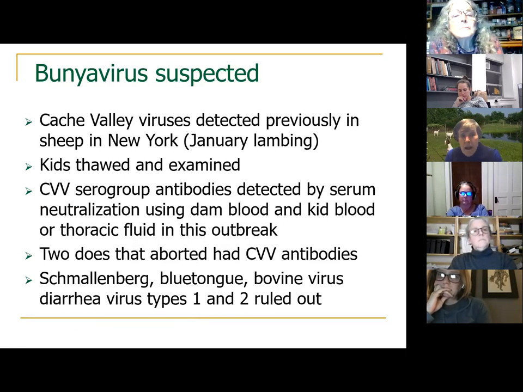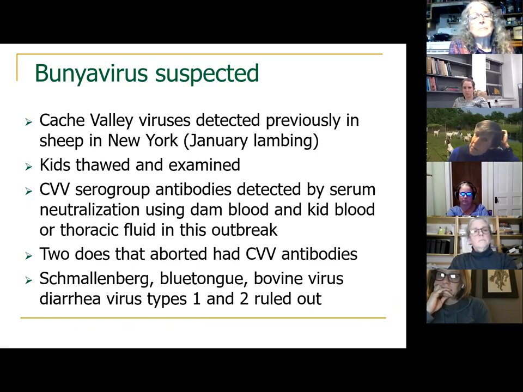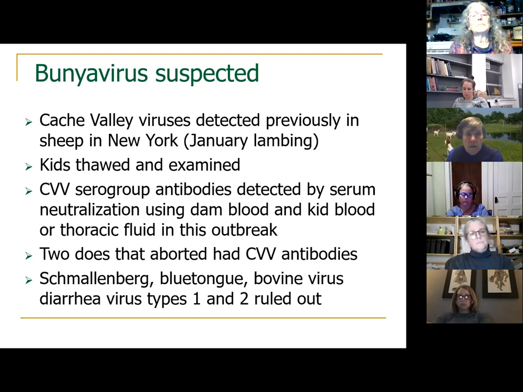So we suspected Cache Valley. And by the time I got back from visiting my daughter in Boston, all of these kids had been frozen. We thawed them out, we radiographed them, and we tested them. We also tested the mother. And we found antibodies to the Cache Valley virus group of viruses in the mother's blood and in the blood or thoracic fluid of the kids. We went back to two of the does that had aborted in the late fall with normal looking but premature goat kids, and they had antibodies, so they were infected at some time.